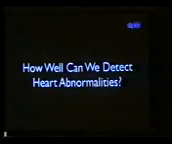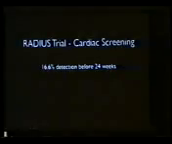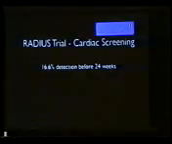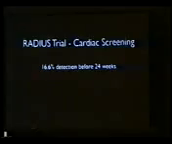the procedures performed. How well can we detect heart abnormalities? The RADIUS trial done for cardiac screening some time ago found 16.6% detection before 24 weeks. A word of caution: where we don't see anything on targeted scanning between 18 to 22 weeks, be careful that the cardiac anomalies might be there, and later scans at 28 weeks would be recommended.